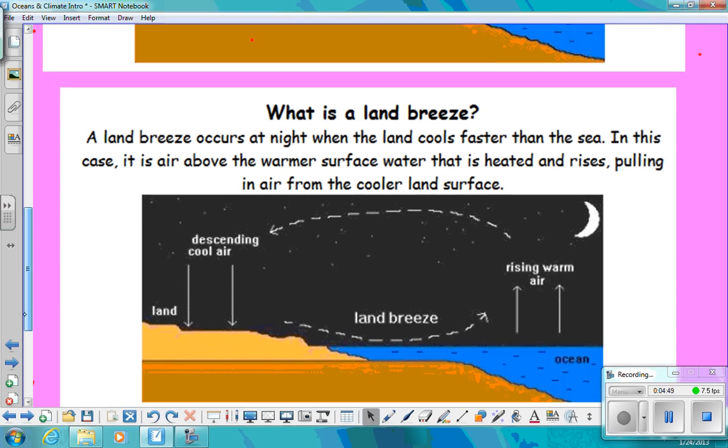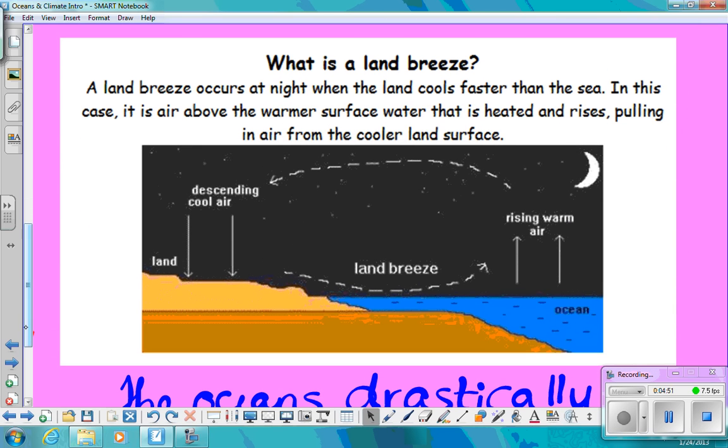So let's talk about a second situation, and we call that land breeze. Land breeze occurs at night when the land cools faster than the sea. In this case, the air above the warmer surface water is heated and rises, pulling the air from the cooler land surfaces. Now someone might ask, why is the ocean warmer than the land? Think about how deep the ocean is, and think about all that water that is warmed. It's going to take a long time for all that water to cool.